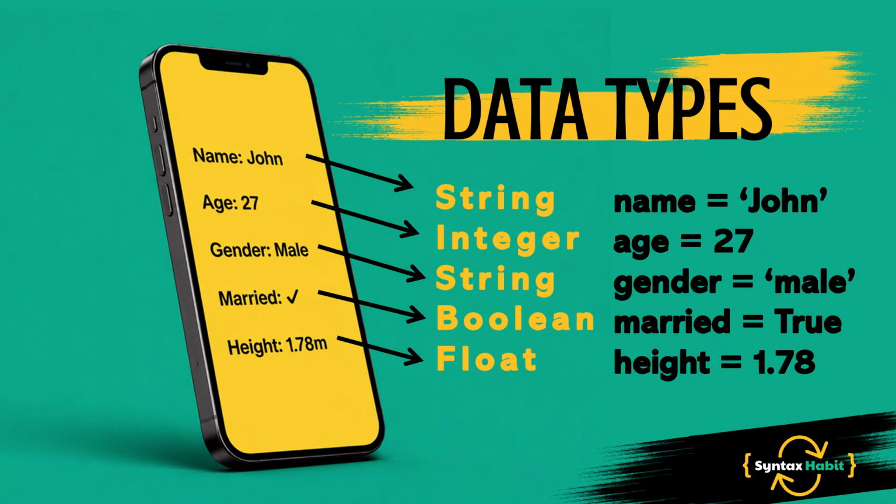Finally, we have a tick to indicate whether the person is married. As you learned in the previous lesson, if a value answers a question with yes or no, it should be stored as a boolean, which can only have one of two values, true or false.